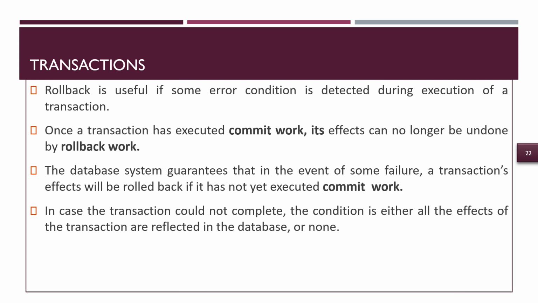We can't undo it. The database system guarantees that in the event of some failure, a transaction's effects will be rolled back if it has not yet executed the commit work statement. So in case the transaction couldn't complete, the condition is that either all the effects of the transaction are reflected in the database or none. If a failure occurs, it will be rolled back.